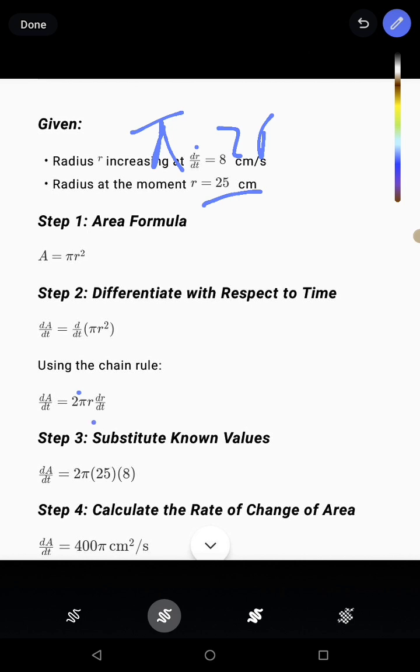The dr/dt is 8, and r is 25. So 25 times 8 is obviously 200, times 2 is 400. They say we should leave it in terms of pi. So that's going to be 400 pi centimeter square per second. Why? The unit of area is square unit, so centimeter square per second, because we are finding the rate.